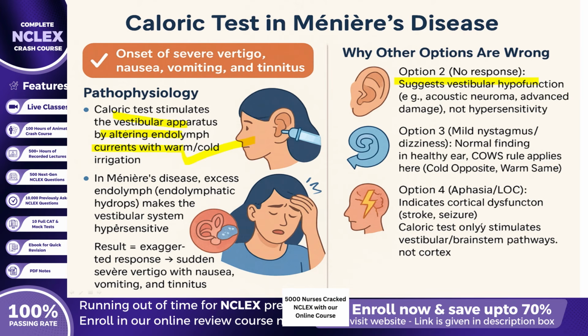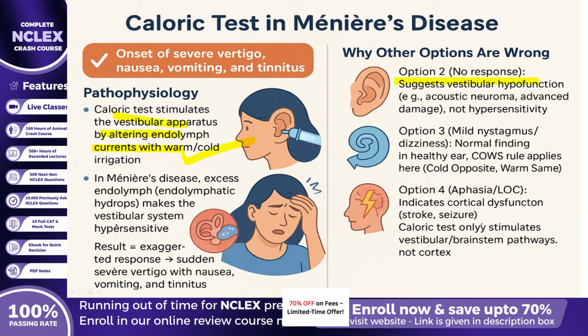Moving to the next explanation, option 2 is not correct because an absence of nystagmus or response indicates vestibular hypofunction, such as with acoustic neuroma or advanced vestibular damage, rather than hypersensitivity. Shifting to option 3, this is also incorrect since mild nystagmus and dizziness is the expected normal finding in a healthy client.